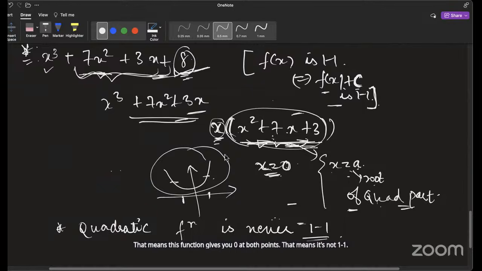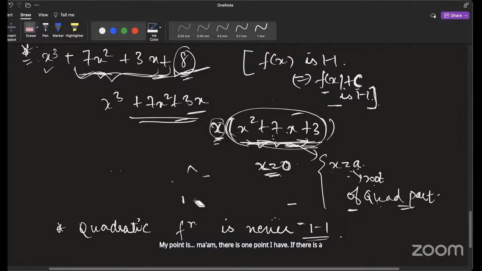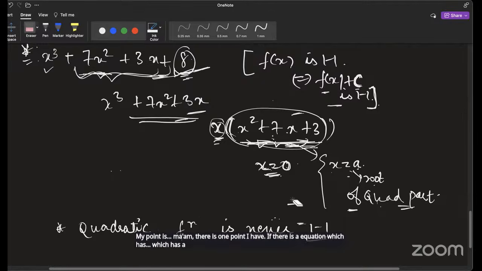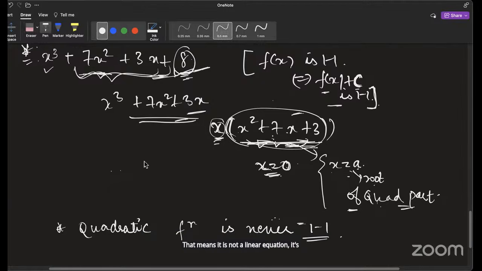Ma'am, my point is, if there is an equation which has a degree more than 1, that means it is not a linear equation, it's quadratic or biquadratic. So by default, it is not 1-1, no matter what the equation is. No, we don't know what biquadratics look like. Ma'am, if it has more than 1 degree, suppose quadratic or cubic.